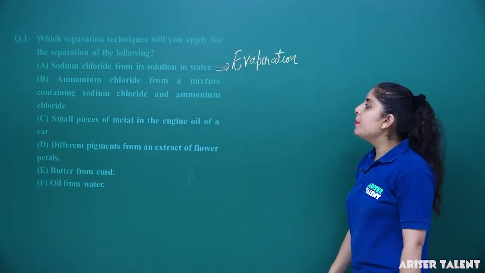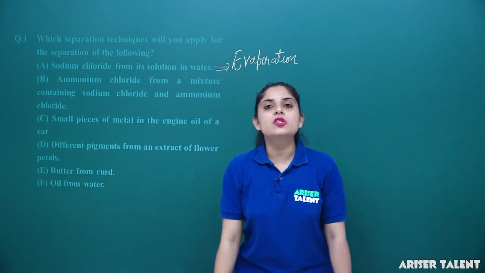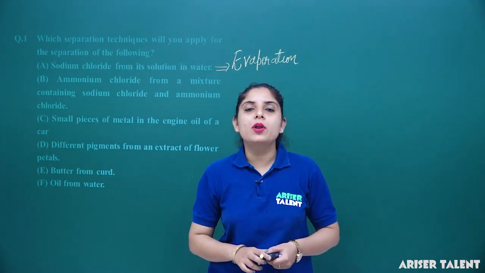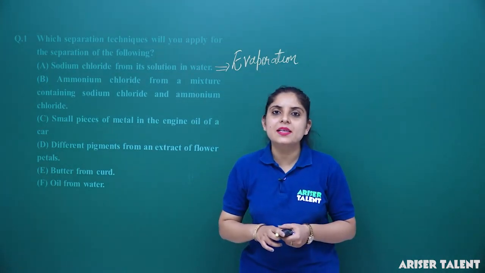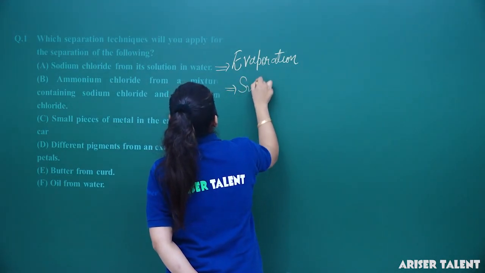Ammonium chloride from a mixture containing sodium chloride and ammonium chloride. If a mixture of sodium chloride and ammonium chloride is given, we know that ammonium chloride has a property to sublime easily. So you will adopt the method that is known as sublimation.